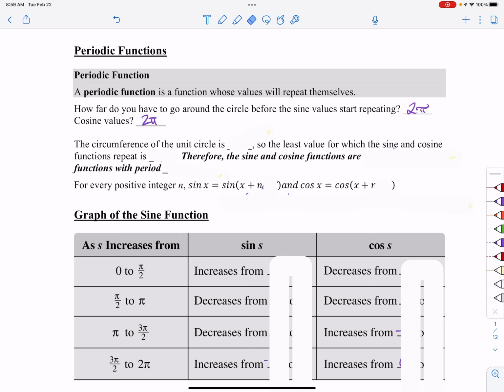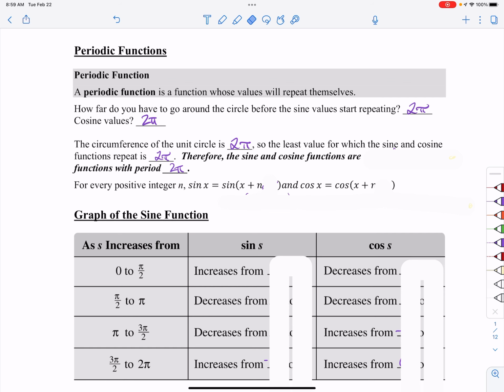Since the circumference, we've talked about this before, the circumference of the unit circle is 2 pi, so the least value for which sine and cosine functions repeat is going to be 2 pi, and therefore those functions have a period of 2 pi. Now, all period means is that that's how far they have to go before they start repeating.